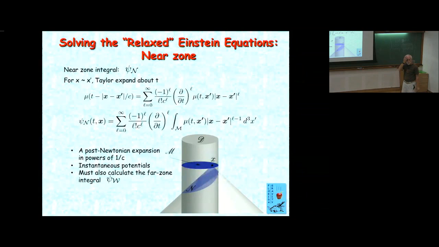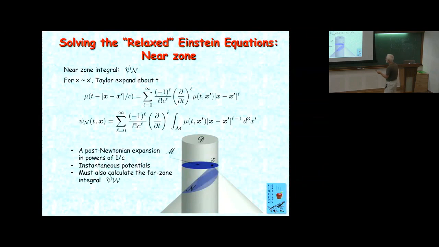At the lowest order, L equals 0, what do we get? Our field, that's 1, that's 1, that's 1, that's 1, no time derivatives, and it's just mu over x minus x prime. So the lowest order contribution is just like the Newtonian potential. But then there are higher order contributions that you need to take into account because Newtonian theory says that this is exact, everything is instantaneous. In a relativistic theory, everything is not instantaneous, so you take those corrections into account via that Taylor expansion.